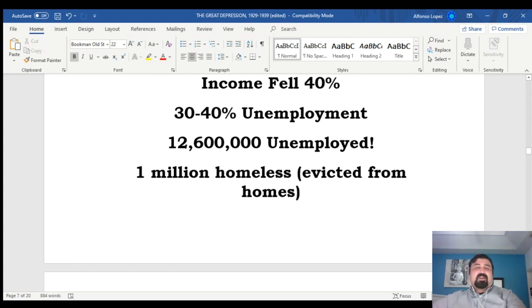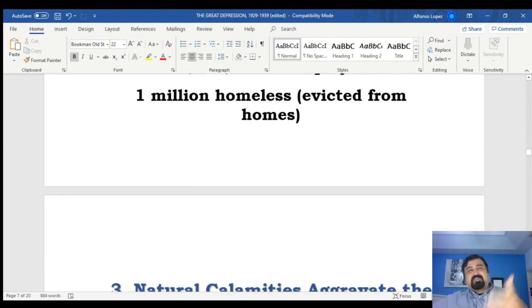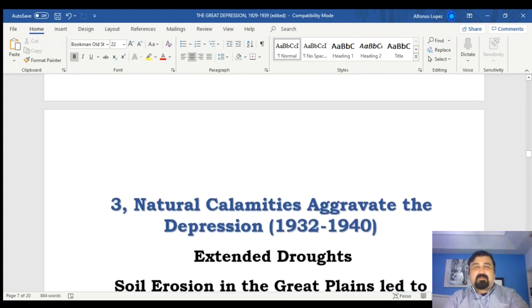A lot of people were unable to pay their mortgages. Remember, a lot of people borrowed to buy homes, to buy houses. They were paying mortgages, but because there's unemployment, they're unable to do so. So we're going to see, of course, eviction. People being evicted from their homes. About 1 million people were actually evicted from their homes during the Great Crash. Again, the initial stages of the Great Depression as well.